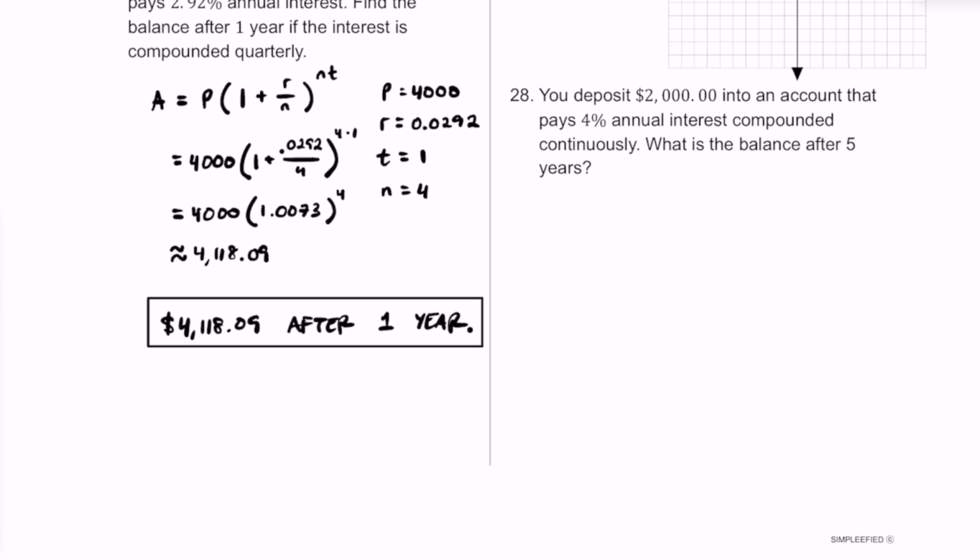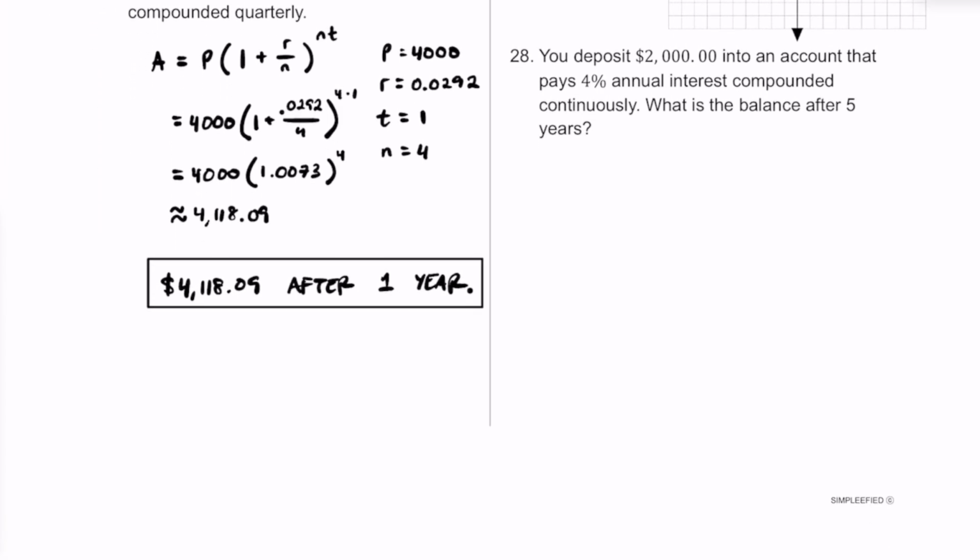All right, for number 28, let's check this one out. In 28, we are depositing $2,000 into an account that pays 4% annual interest compounded continuously. What is the balance after 5 years?